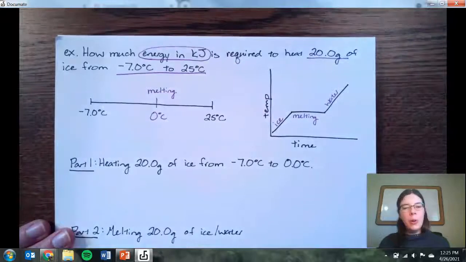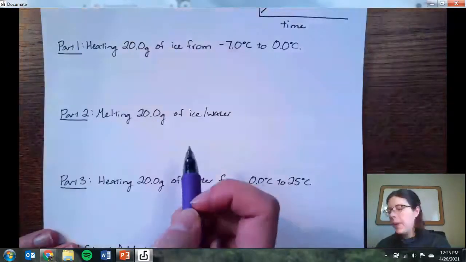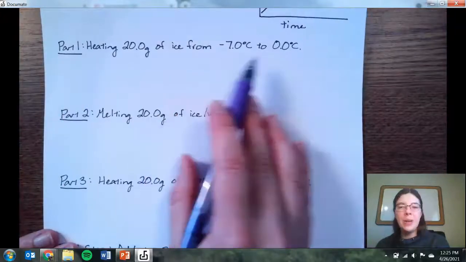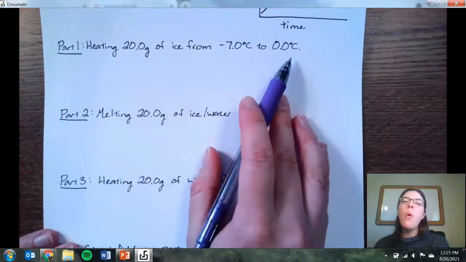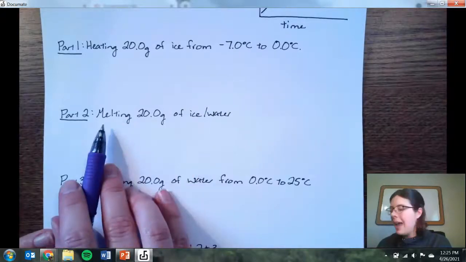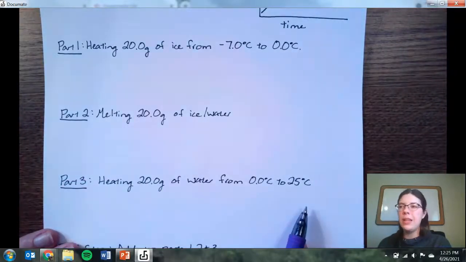So once we know those parts, we can start to break things down and then figure out what equations we need. So I've already actually broken this problem down into the 3 parts we're going to have. So we're going to heat the ice from -7 degrees Celsius up to 0 degrees Celsius. Once we get it up to its melting point, we're then going to go melting. And then once we've melted all of that ice and now just have water, we're going to heat it up again until we get to 25 degrees Celsius.